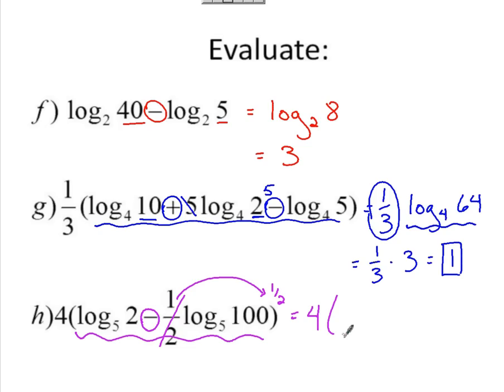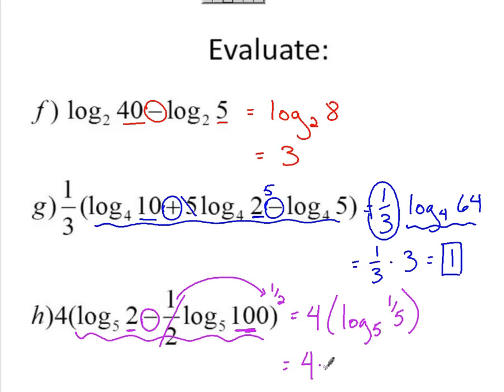Inside, we've got log base 5 on each of these logarithms. And the subtraction means I'm going to divide. I'm going to divide this 2 by the square root of 100. So square root of 100 being 10. 2 divided by 10. If you take 2 and you divide by 10, you get 2/10 or 1/5. Okay. So with this 4, you could bump it up as a power if you want. Or you could take 4 times whatever log base 5 of 1/5 is.